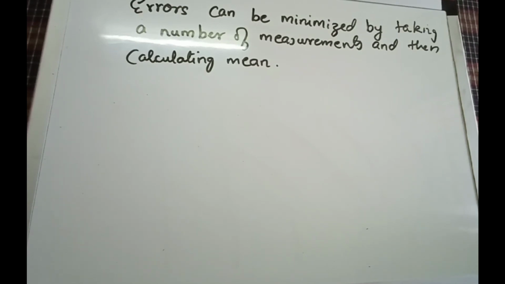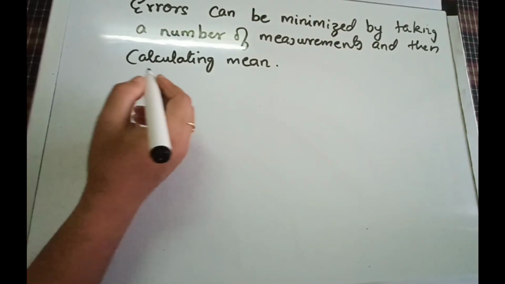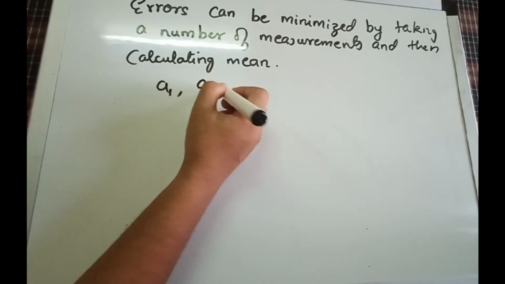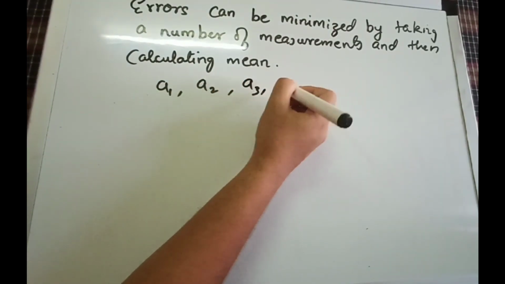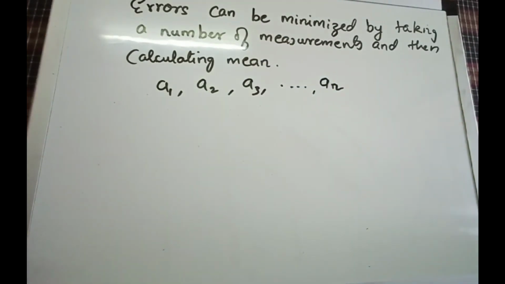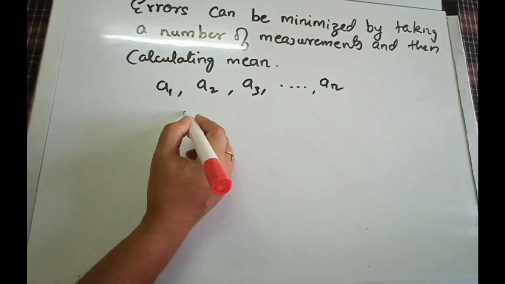So, till now from the discussion, we have seen that errors can never be avoided, but we can minimize the errors by taking a large number of measurements and then calculating the arithmetic mean. So, I'll show you how. Suppose I have taken n readings, A1, A2, A3 till An. We have taken n number of readings, could be 5, could be 10, anything.